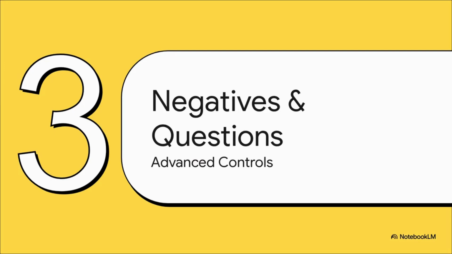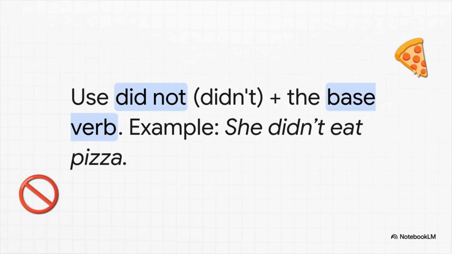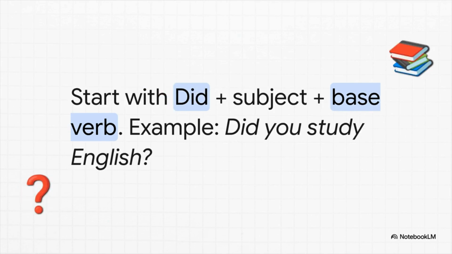Okay, you've got the basics down. Now, let's get into the advanced controls for this machine. How to make negative statements and how to ask questions about the past. And you know what? This is actually super simple. To say something did not happen, you just use the magic words did not, or more commonly, didn't. And then you use the original base form of the verb. So not ate, but eat. She didn't eat pizza.